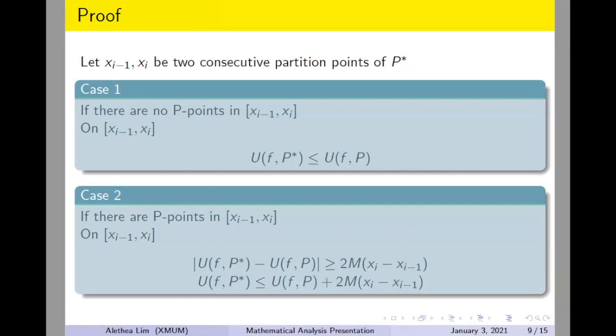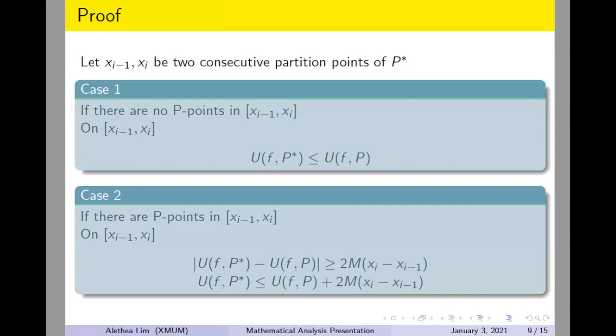Hence, we get that the Darboux upper sum of Fp star is less than or equal to the Darboux upper sum of Fp. We use the reasoning that the upper sum considers the supremum, and the supremum of a smaller set, which are some of the partition intervals in P star, is never greater than the supremum of a larger set, which applies to some of the partition intervals in P.